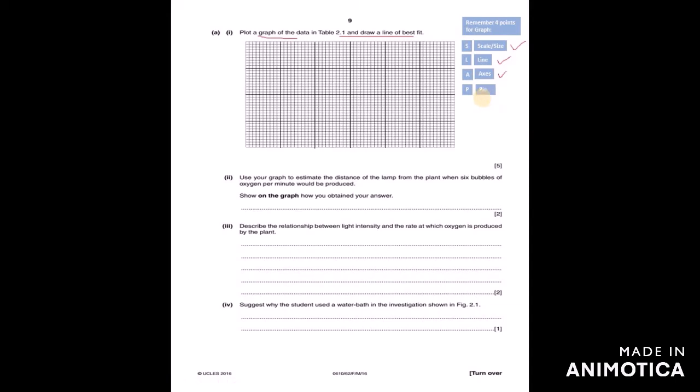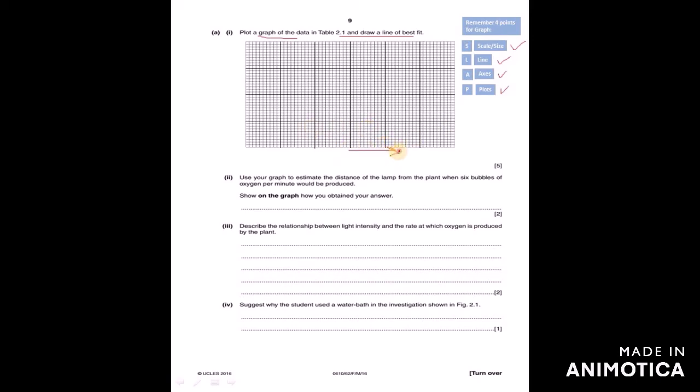The last one, P, stands for plot. Be careful in plotting the points. It is always recommended to use sharp pencil for plotting the points with an error margin of plus or minus half small square. You can either use a cross mark or a dot mark for plotting the points. So let's plot our graph now.